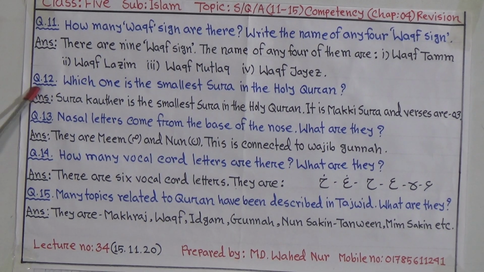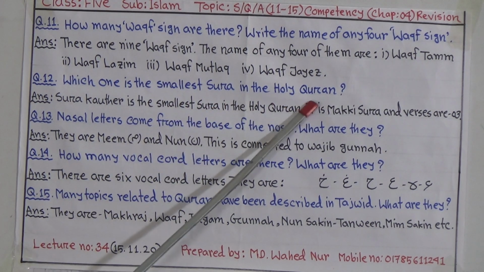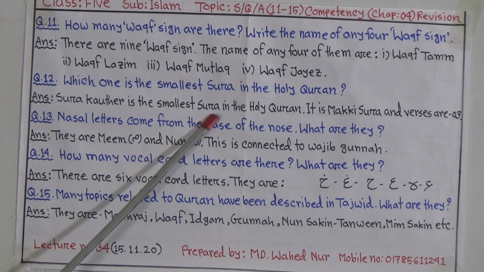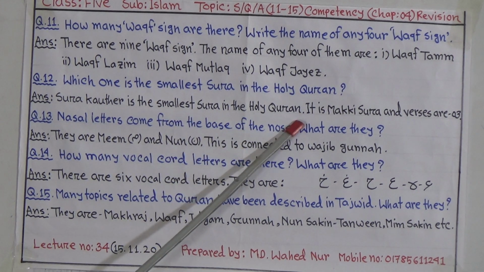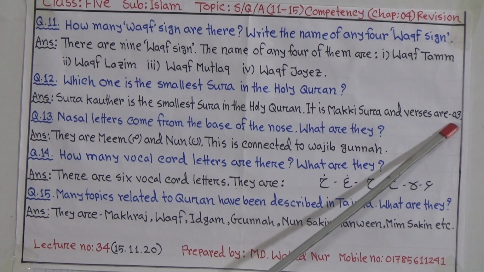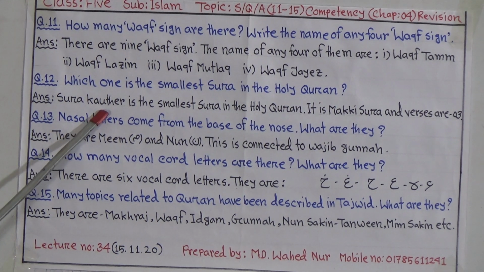Now question number 12. Which one is the smallest surah in the Holy Quran? Answer: Surah Kausar is the smallest surah in the Holy Quran. It is a Makki surah and it has only 3 verses. My beloved students, keep attention here. Kausar spelling.